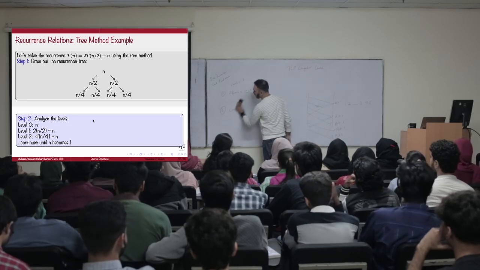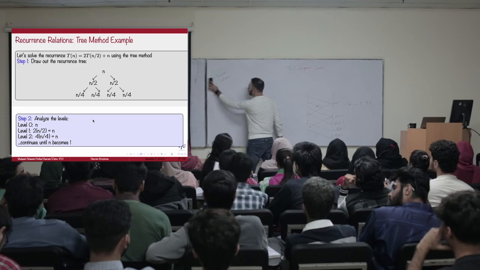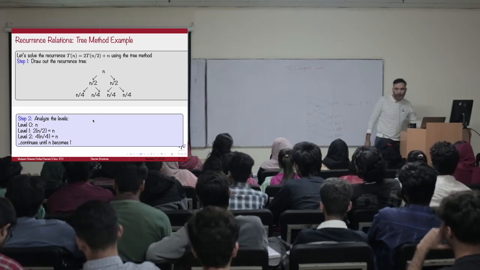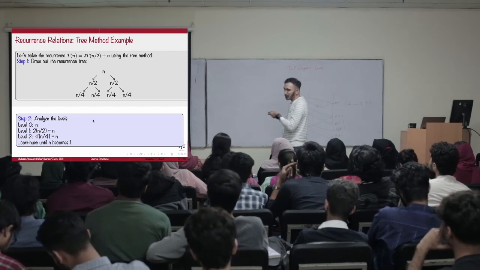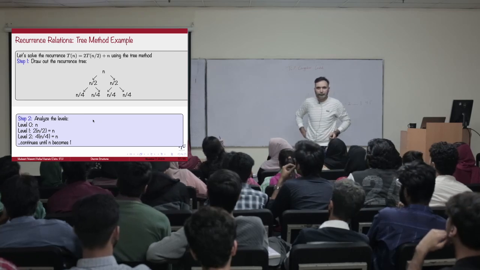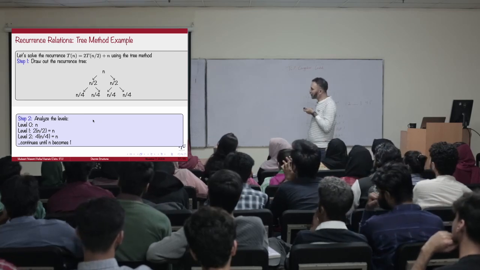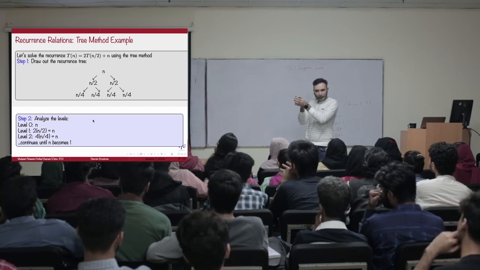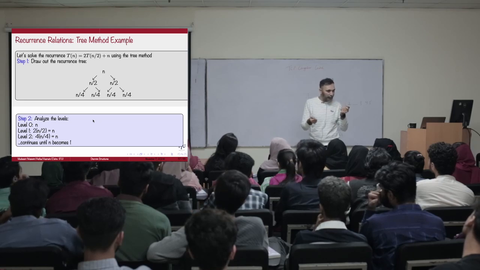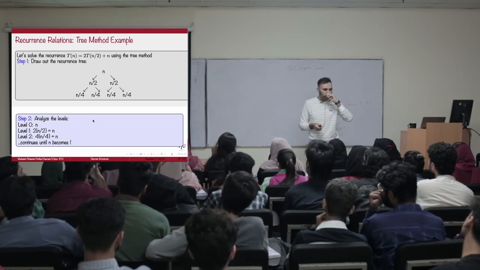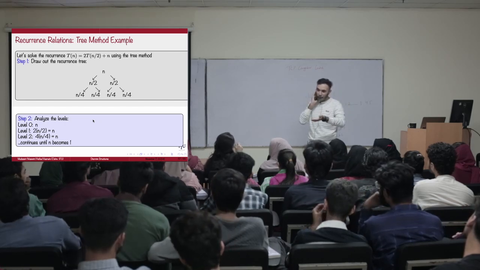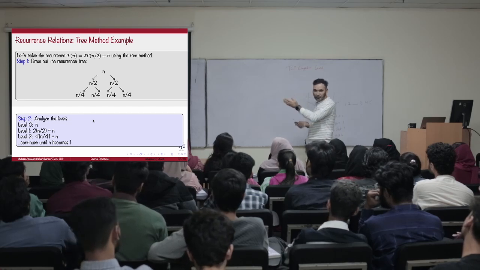Let me just quickly do this here. Do you see how to solve this recurrence using the substitution method? What you would do is write T of n is 2 times T of n over 2 plus n. You figure out what is T of n over 2. T of n over 2 would be what? 2 times T of n over 4 plus n over 2. Absolutely.